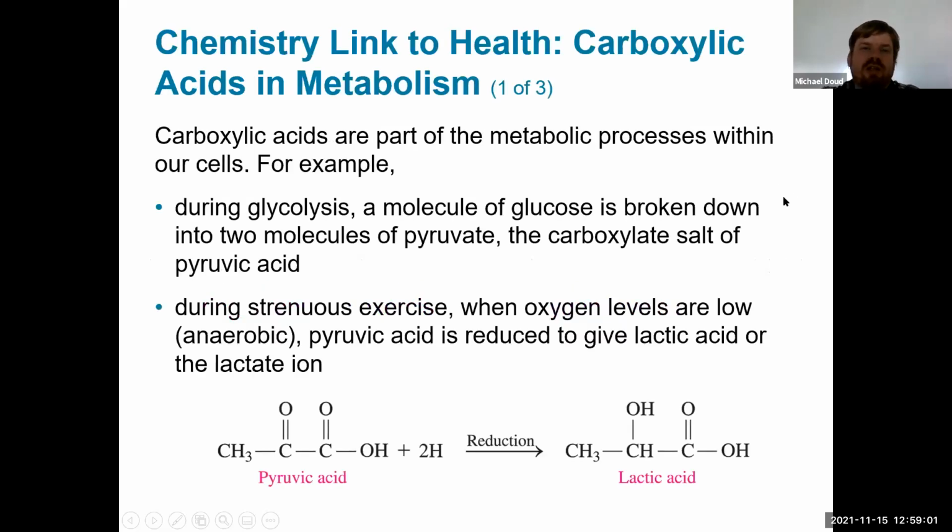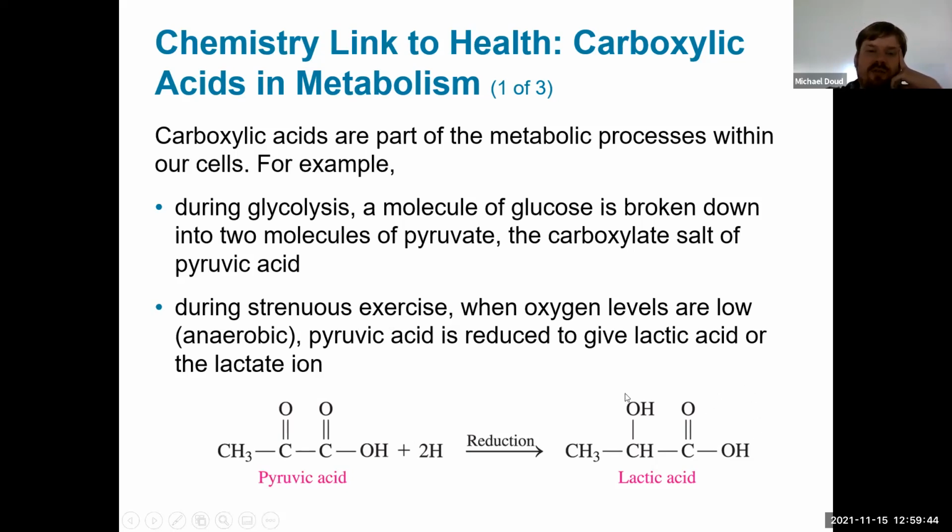Okay, so we also want to link this to health as well. And one of the key things to understand is that carboxylic acids are part of our metabolic processes. Basically, the way you can think of our metabolism, and we'll cover this in a future chapter, is that we're slowly breaking down carbon by carbon, all of the carbons that are in these longer chains. And one particular example is the reduction of pyruvic acid to lactic acid. Pyruvic acid here has 2 carbonyls in a row, and the second carbonyl is a carboxylic acid. With 2 equivalents of hydrogen from a biological source of hydrogen, like NADH, you can form lactic acid.